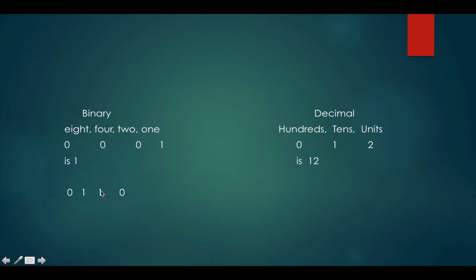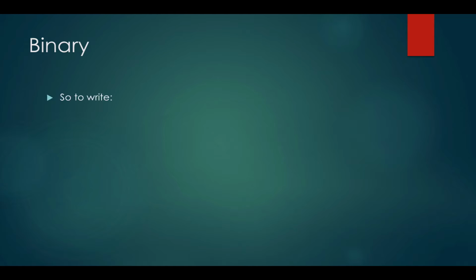So in this example, we have a 0 in the eights column, a 1 in the 4 column, and a 1 in the 2 column. That means 4 plus 2, so our answer is 6. So this is how we count in binary. And in a minute we'll go through how we can use our hands to count in binary.